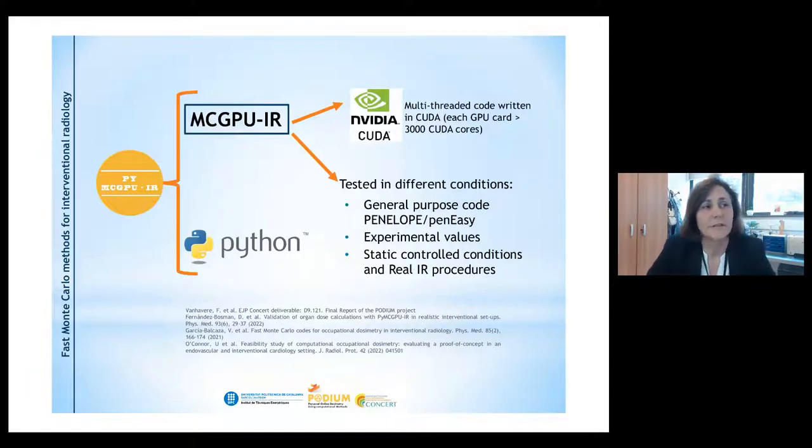So as I've mentioned, this code is written in CUDA, which is a programming language for NVIDIA GPUs. And it is a massively parallelized code, because we are aiming to get the maximum speed from using GPUs. And in each GPU, we have around 3,000 CUDA cores. It means that the parallelization is very huge. We tested MCGPU-IR in different conditions against a standard code such as Penelope, also against experimental measurements in static conditions and also in real procedures. And what we call PyMCGPU is just a wrapper for MCGPU-IR, just to do the whole process in the most automatic way as possible.